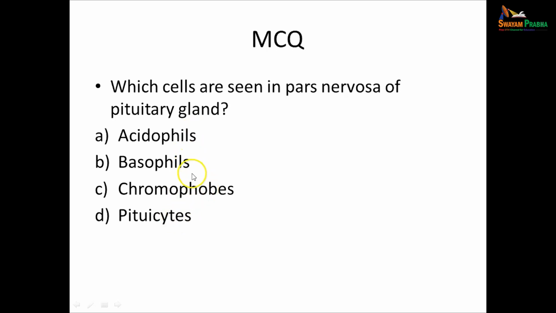The acidophils and basophils are chromophil groups, so they are present in the anterior pituitary gland. Whereas chromophobes also belong to the pars anterior. Hence, pituicytes are present in the pars posterior of the pituitary gland. So the answer is pituicytes.